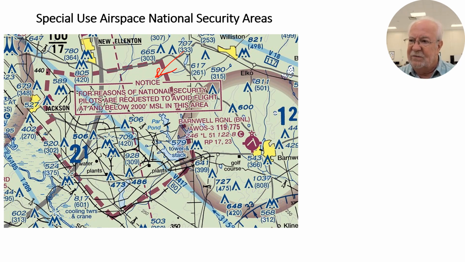So FBI, CIA, whoever may show up at your door and go, "What were you doing buzzing the nuclear power plant?" And then you've got to explain yourself, because they're asking politely, pilots are requested to avoid flight. You just don't want to go through all that. Restricted areas or prohibited areas. Oh, no, this is a national security area.